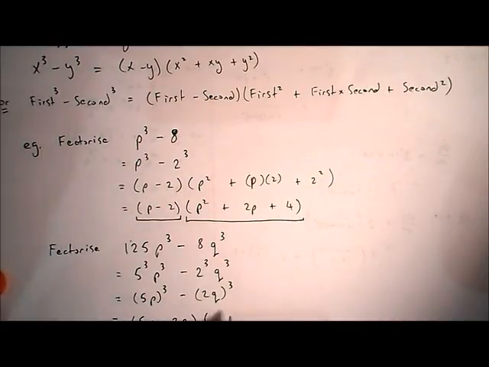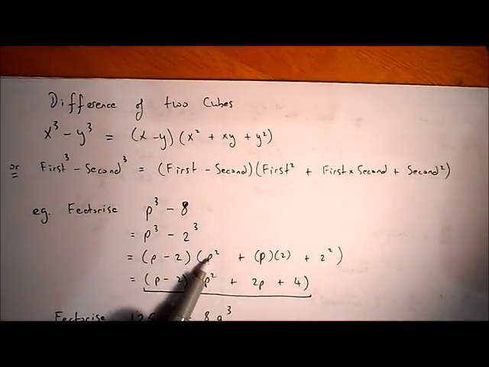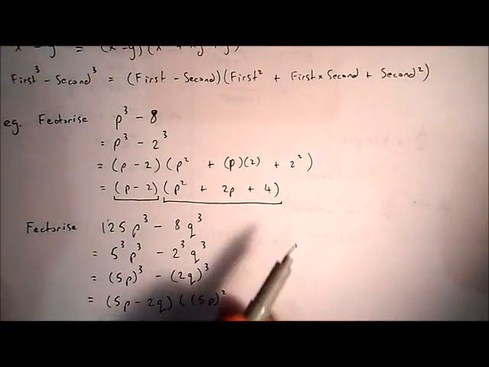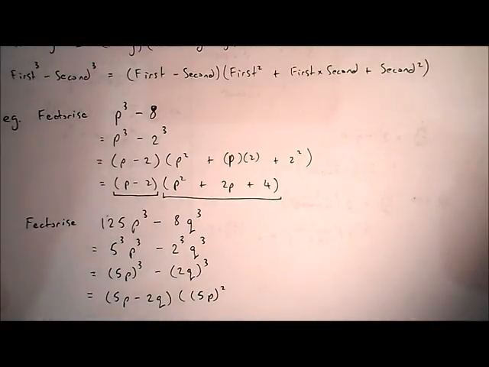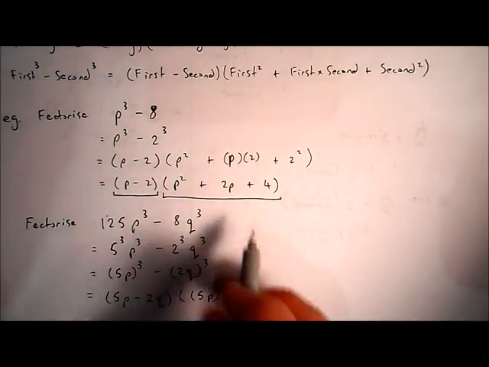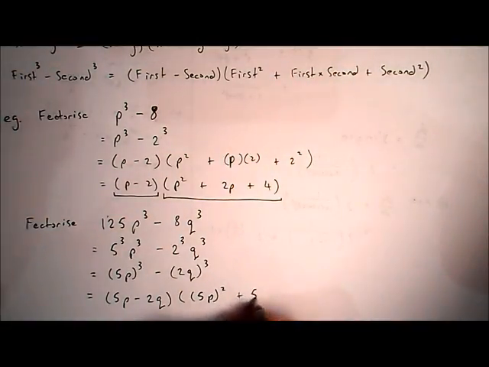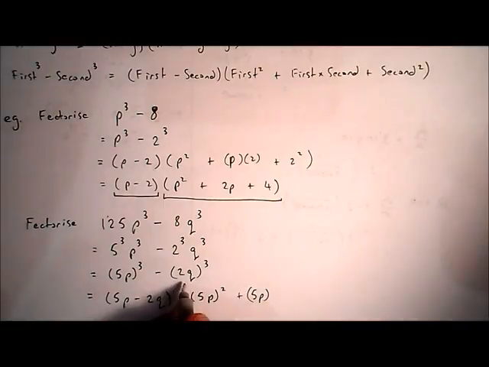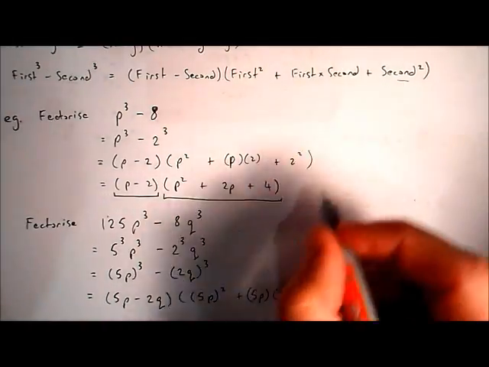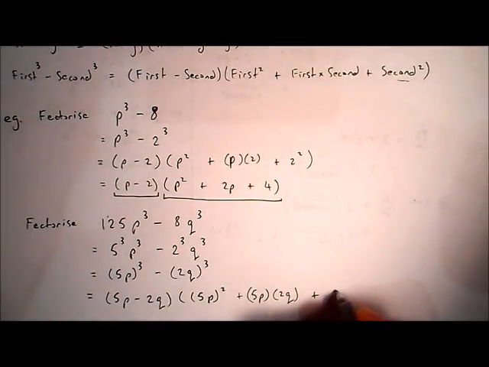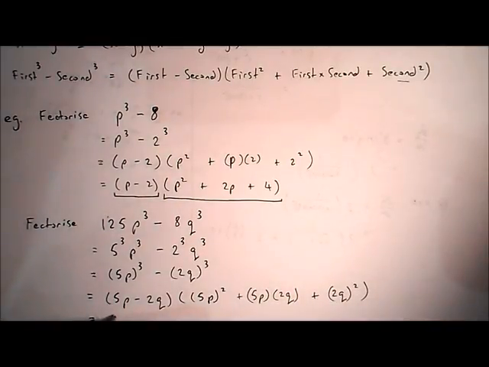First minus second, multiplied by the first squared. I'm going to put it in brackets because I'm going to square it. So it's 5p all squared. I didn't put this in brackets in the previous example because there was only one thing, but here it's two things, so I'm putting it in brackets. So first squared plus first multiplied by second, so plus 5p multiplied by the second, which is 2q, times 2q. Then plus the second squared, so plus the second, which is 2q, in brackets, squared.